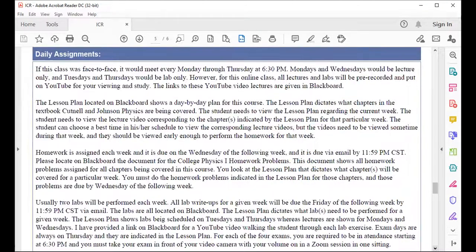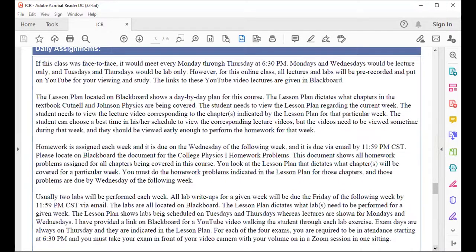So again, I talk about daily assignments. I've talked about all of this, and you can reread it for yourself. All homework for a given week is due the Wednesday of the following week. All labs for a given week, the lab write-ups are due the Friday of the following week.